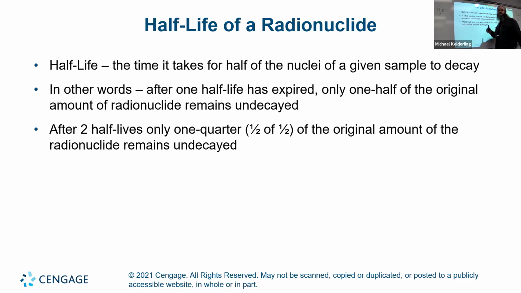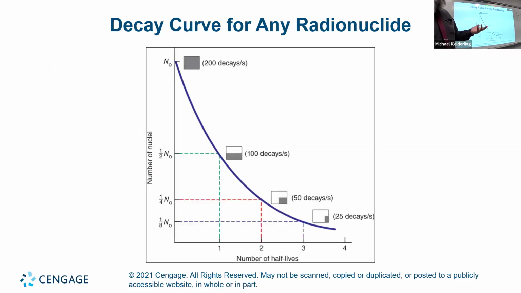So after one half-life has expired, only half the original amount of radionuclide remains undecayed. After 2 half-lives, a quarter remains. After 3, it's an eighth, and so on. So any radionuclide will decay with an exponential decay like so, where every half-life, the total number of the parent nuclei cuts by a factor of 2.